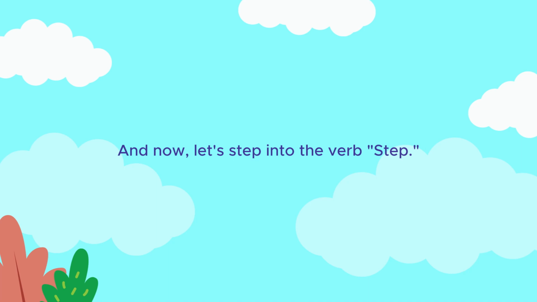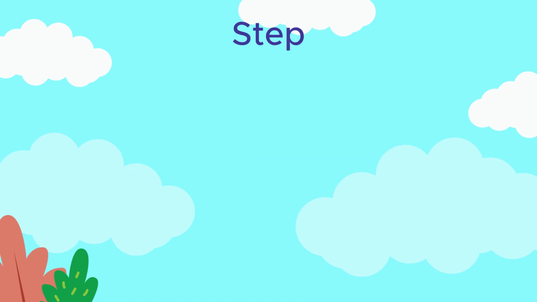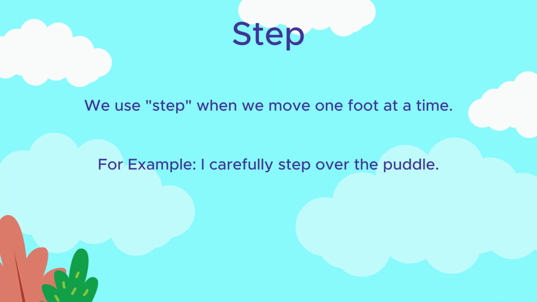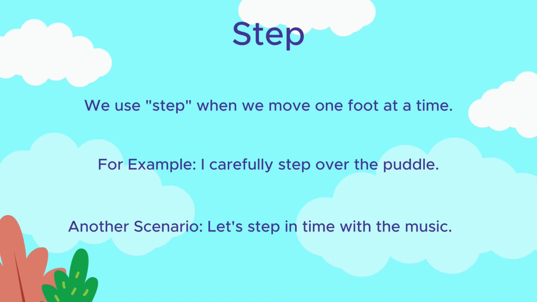And now, let's step into the verb step. Repeat after me, step. We use step when we move one foot at a time. For example, I carefully step over the puddle. Another scenario, let's step in time with the music.